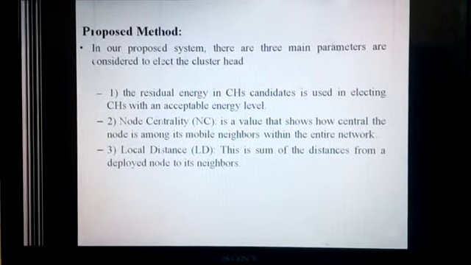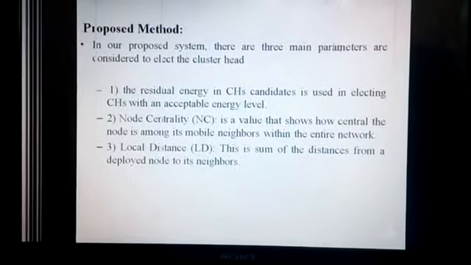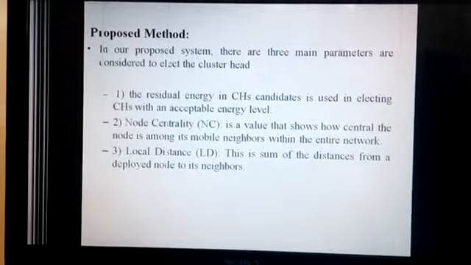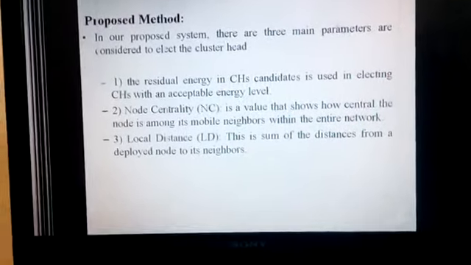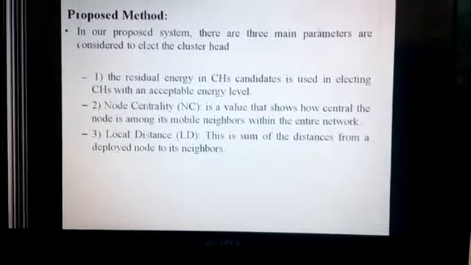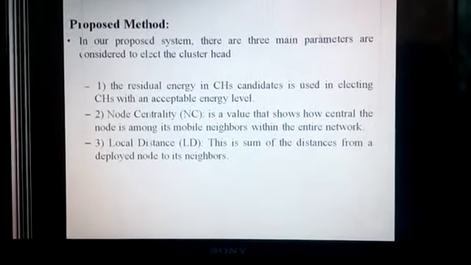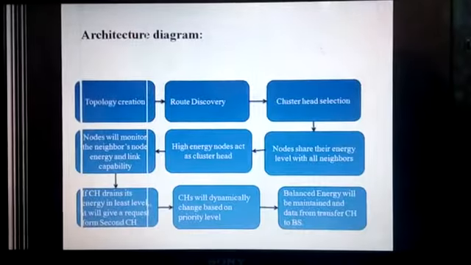Node centrality, simply denoted as NC, shows the central node among the neighbors of the network. Local distance, LD, is the sum of the distances from the deployed node to its neighbors.